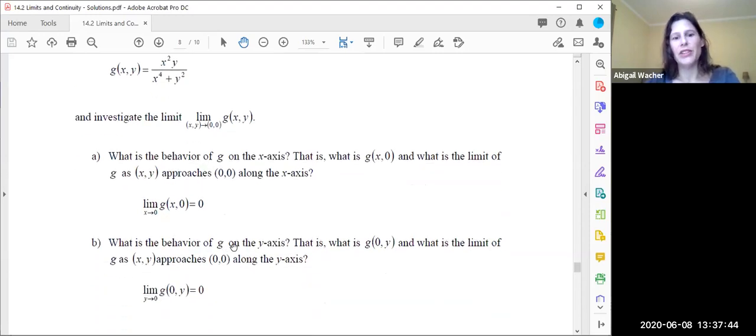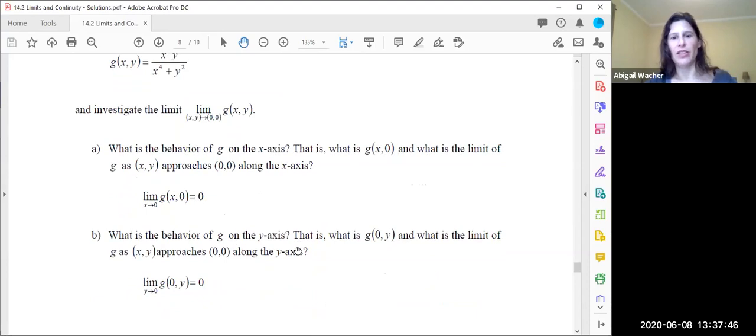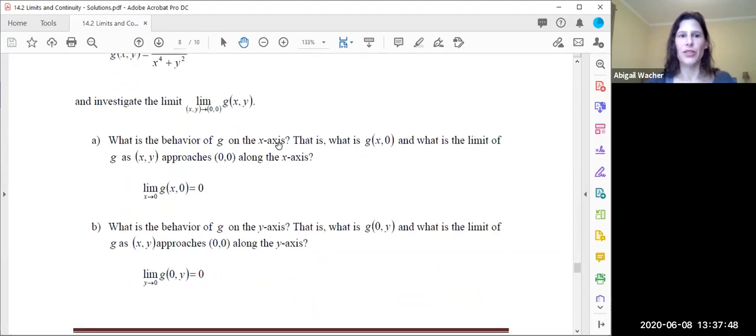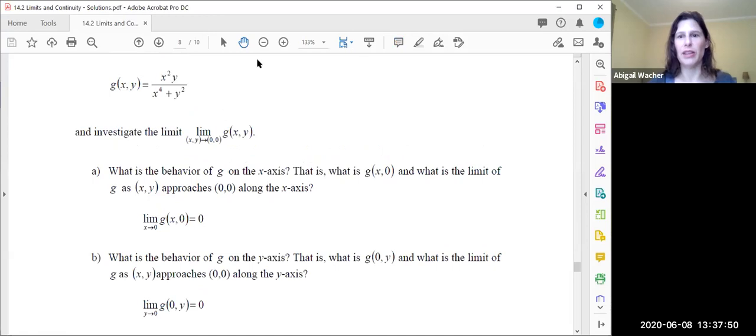Now, what is the behavior of g on the y-axis? So similarly, if you plug in x equals 0 here, you're going to get 0. So g of 0, y equals 0. So g of 0, y already equals 0. So the limit as y goes to 0, right? It's not going to affect it. It's still going to be 0. Okay.